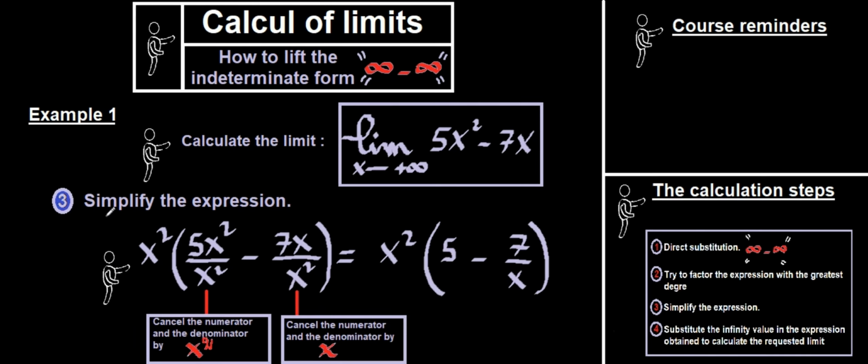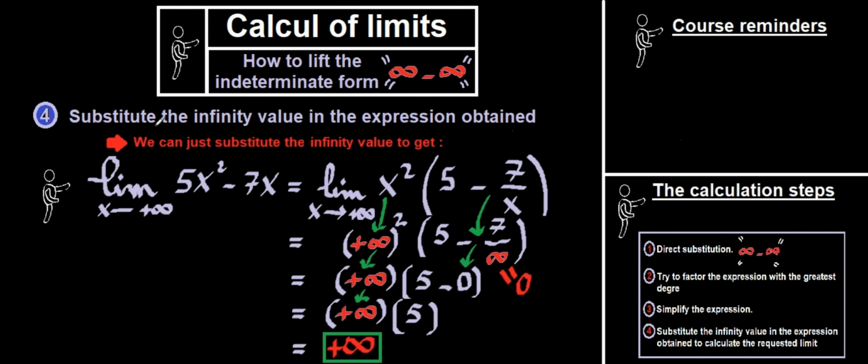Step number 3. Simplify the expression. In 5x squared over x squared, we cancel x squared. And in 7x over x squared, we cancel x. And the expression becomes x squared times 5 minus 7 over x.